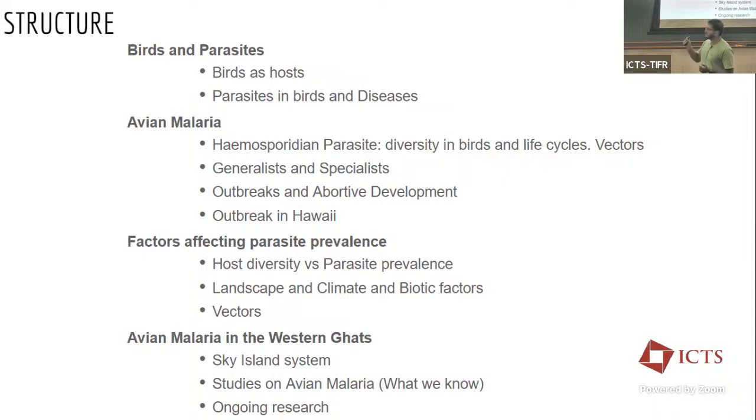And then there is a very interesting case where avian malaria came into the light of wildlife conservation because of an outbreak in Hawaii that happened almost a century ago. And then we look at factors affecting parasite prevalence. What are these human-induced factors? What are these ecological factors that cause those parasites to have certain dynamics with their hosts? And a quick peek into the study that I have been doing for the last 5 years.